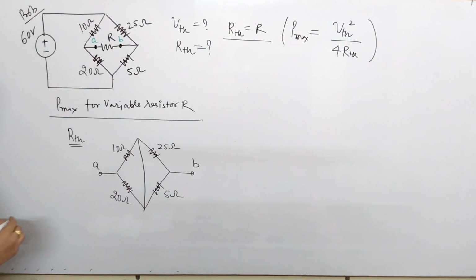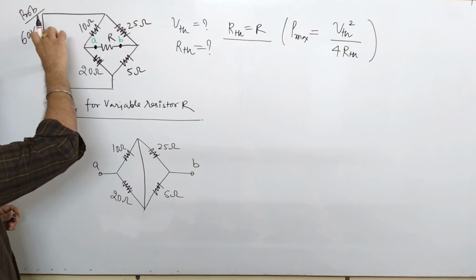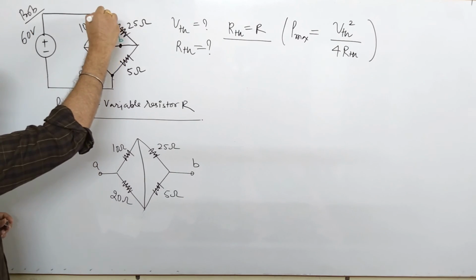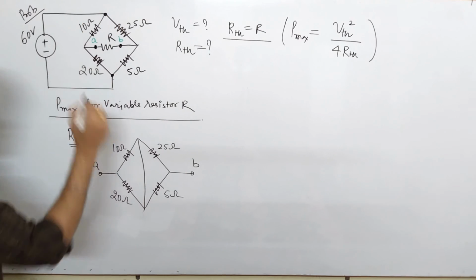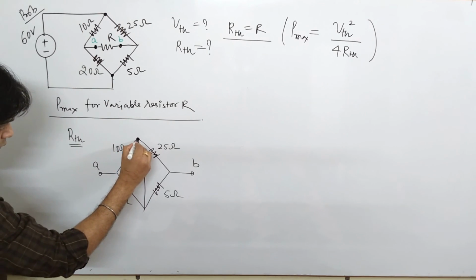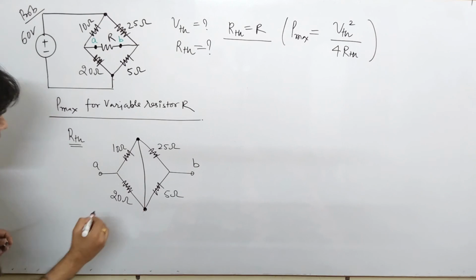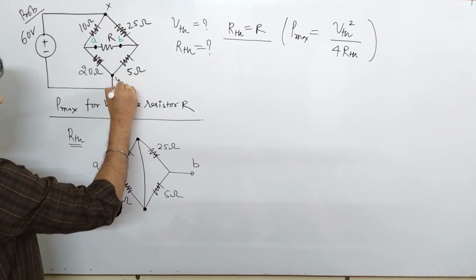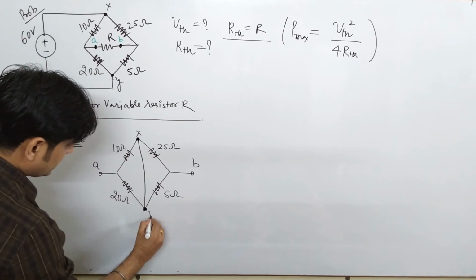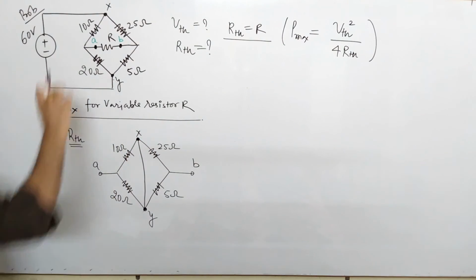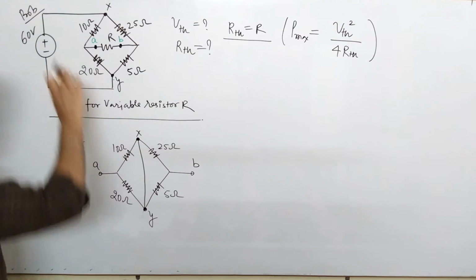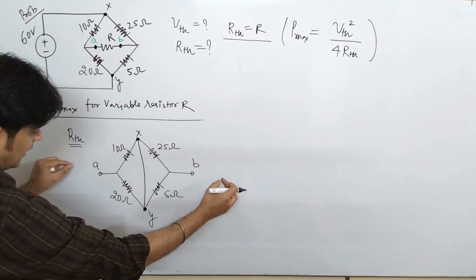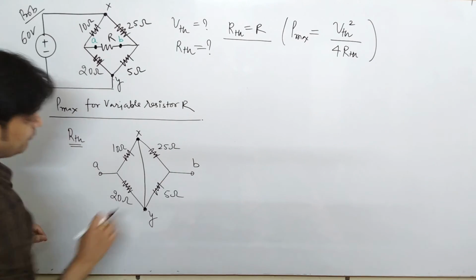Now, when this terminal is short circuited, should I draw one line from here to here? Yes, this is the line. If for the time being I call it x and y, so this is your x and y, just to understand. So x and y get short circuited. Why? Because it is short circuited. This is open, so I have just taken it out as A and B.